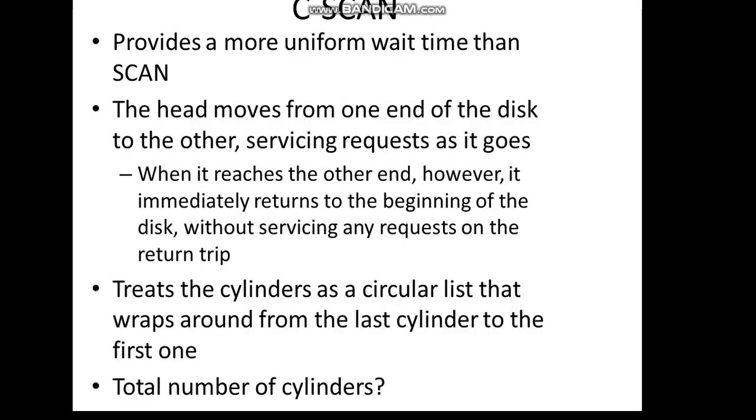So we'll next look at another scheduling algorithm, that is C-SCAN, that is circular scan. The difference between SCAN and C-SCAN that we'll see here: the head moves from one end of the disk to the other, servicing requests as it goes. When it reaches the other end, however, it immediately returns to the beginning of the disk without servicing any requests on the return trip. The meaning of this is, it is treated like a circular cylinder. Once it has reached the end, it will go back to the beginning.